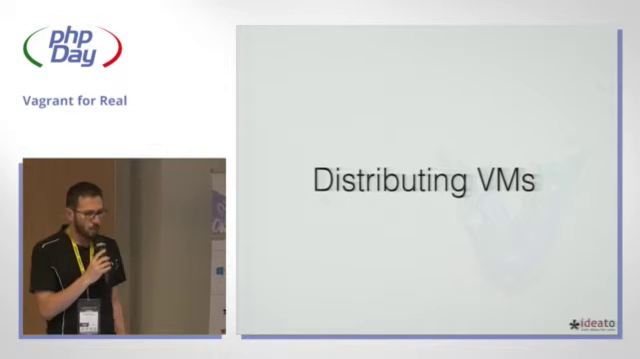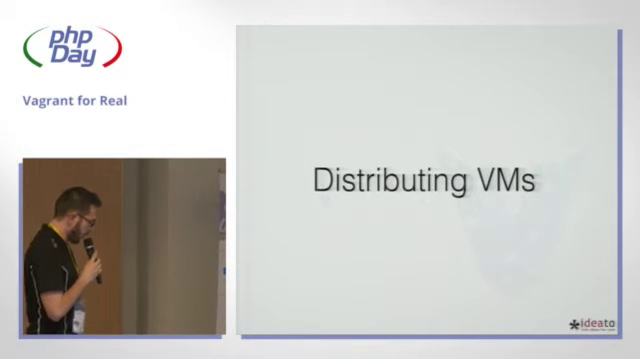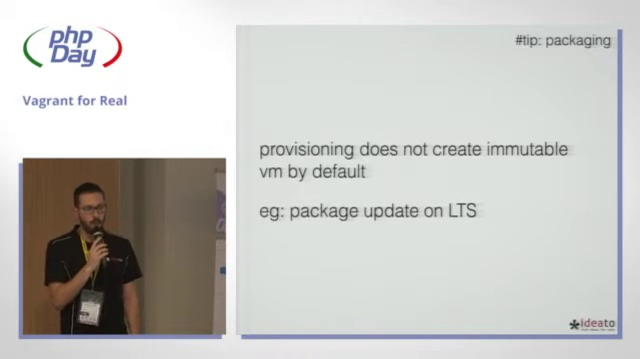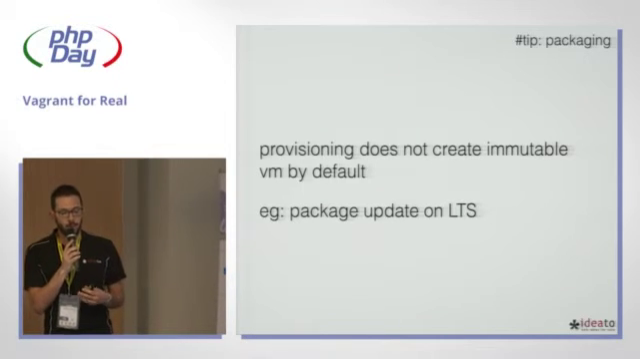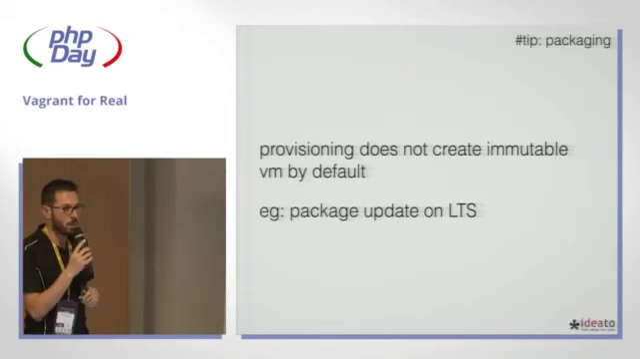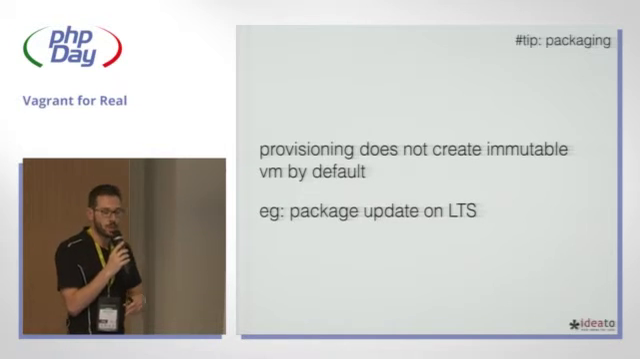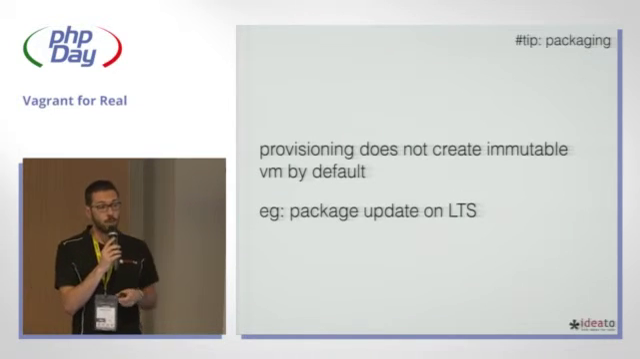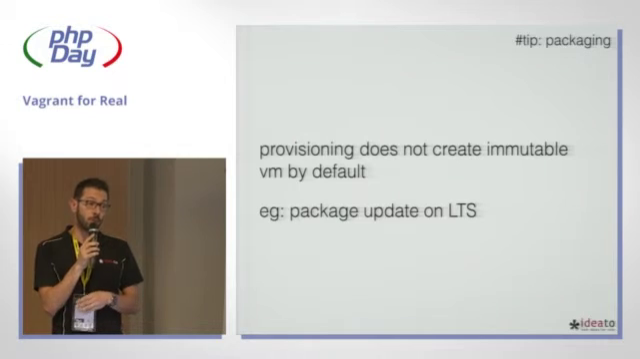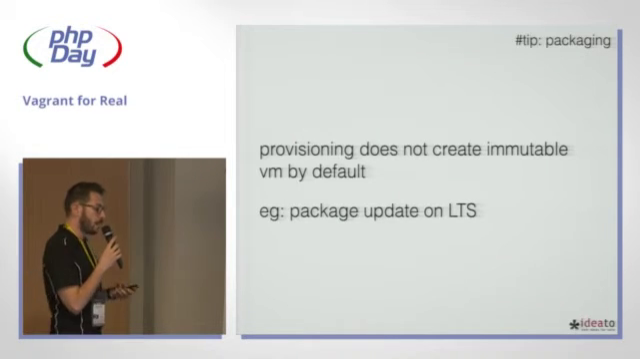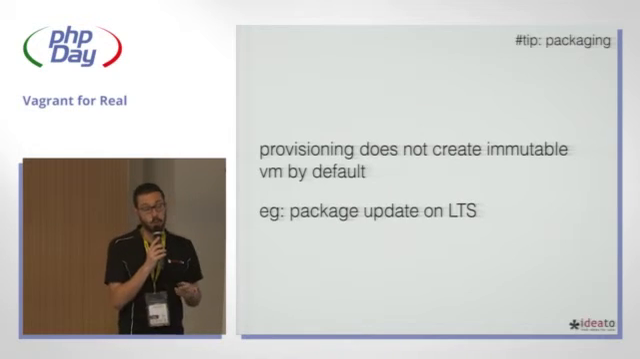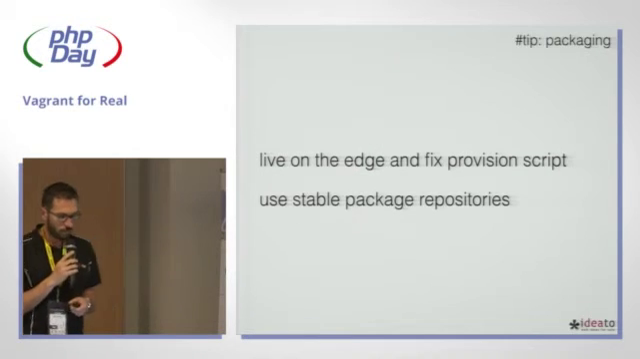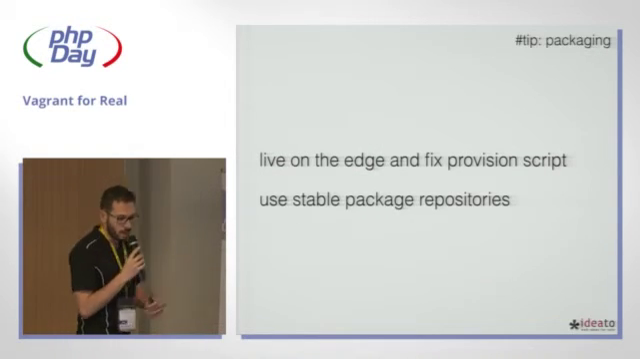Okay, last step, distributing the virtual machine among your team members. One thing that struck me was that provisioning doesn't magically create an immutable machine by default. Every time you run Vagrant up, you are creating a new machine. Actually, the packages underneath may have been updated, so you get a different version of the virtual machine. So again, things may stop working or not work as expected. So how to deal with it? Well, the first way: live on the edge and fix the provision script as it breaks.